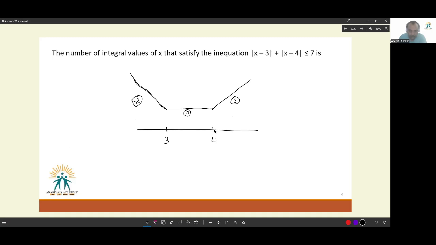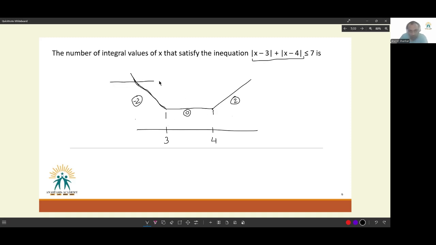This is done. Now at x equal to 4, what will be the value? I'm only looking at this expression right now. 7 is not even in my consideration. At x equal to 4, this will turn to 0, and this will turn to 1. The value obtained here will be 1. Because the slope is 0, the value obtained here is also 1.